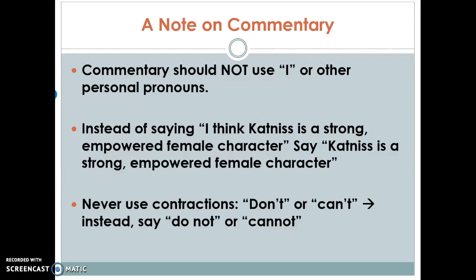So here's an example. Instead of saying, I think Katniss is a strong, empowered female character, say Katniss is a strong, empowered female character. Notice the difference. One doesn't sound as confident as the other. One also doesn't sound as sophisticated as the other, so avoid using I or other personal pronouns. Another note on commentary is that you should not be using contractions. Instead of saying don't or can't, say do not or cannot. That is critical.